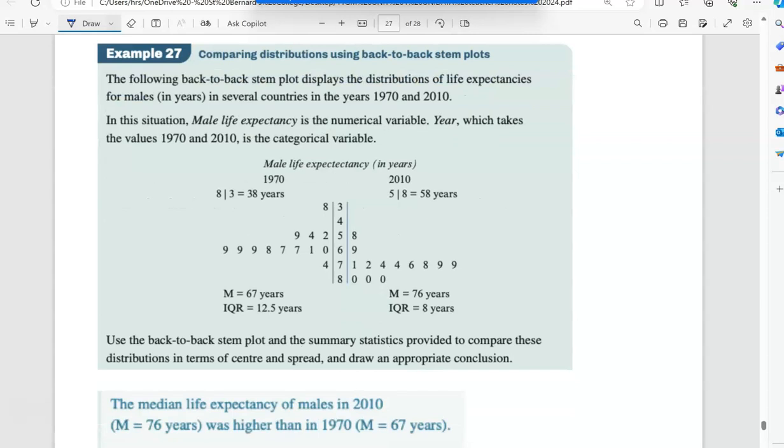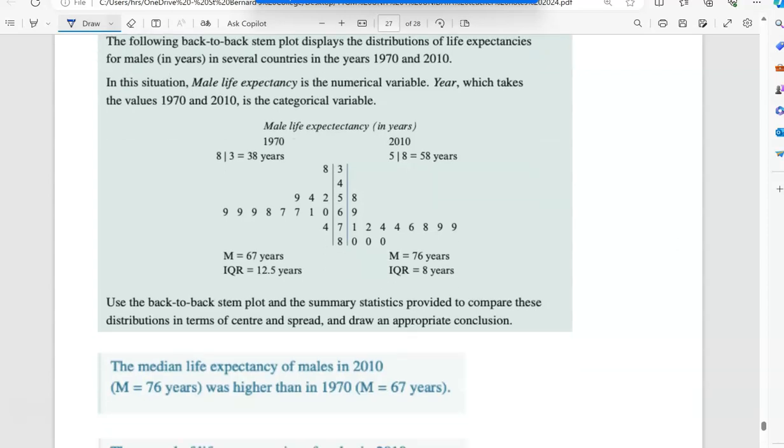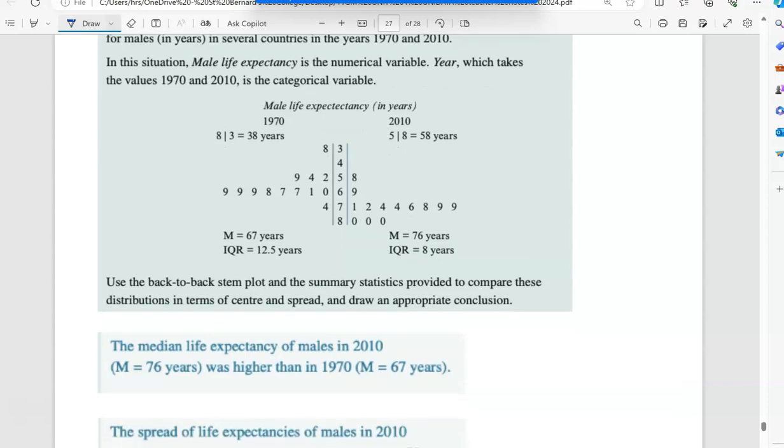So let's go down and have a practice of this data. Here we've got a back-to-back stem and leaf plot, and it's the male life expectancy, taken in 1970. They looked at the data, and then they compared some data in 2010. So this is back to back. This side is the 2010 and this side is the 1970. They've given me all the statistics. So say in a test or a SAC next year, you might have to find those statistics yourself and then comment. But just so we know we've done that, we know that fact at the moment.